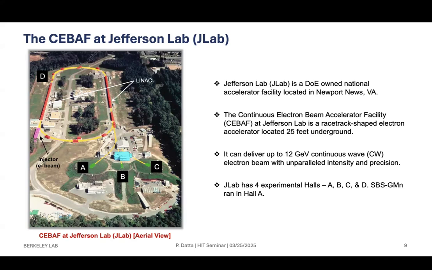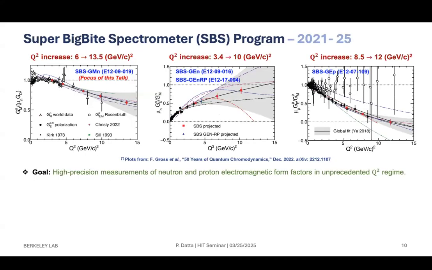And the SBS program is running in Hall A. The Super BigBite Spectrometer collaboration, or SBS, is running a series of experiments to extend the high precision measurement of GMN, GEN, and GEP to an unprecedented Q² regime. Sorry for the busy plot here, but I just want to bring your attention to these red data points, which are SBS projections. You can see for GMN and GEN, the Q² increase is very large, about a factor of 2 to 3. For GEP, the Q² increase is somewhat smaller, but the precision will be much better.